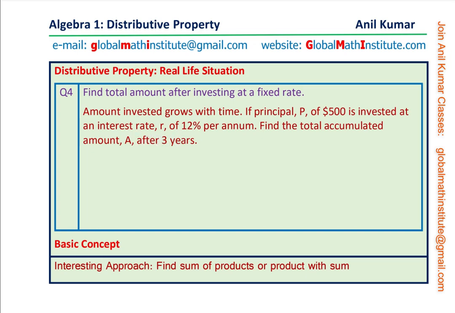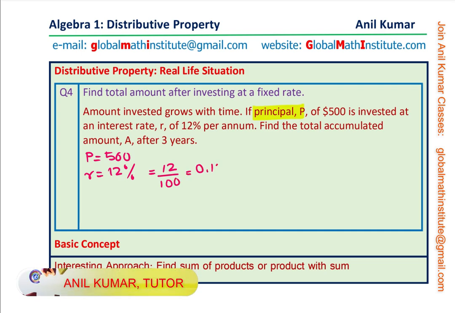For some of the students, this could be a tricky problem at this stage. However, we have defined a few terms. The amount which is invested is normally referred to as the principal amount, and we have defined a variable, capital P, for principal. This principal is given to us as 500. So the amount invested is $500. The interest rate R is given as 12%. Now always convert the interest rate to decimal values. So 12% means 12 over 100, which is 0.12.